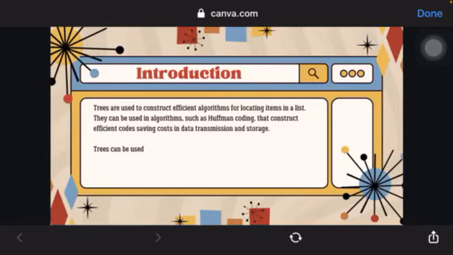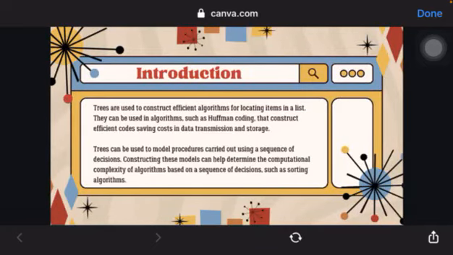So, introduction. Trees are used to construct efficient algorithms for locating items in lists. They can be used in algorithms such as Huffman coding that construct efficient codes, saving costs in data transmission and storage. Trees can be used to model procedures carried out using a sequence of decisions. Constructing this model can help determine the computational complexity of algorithms based on a sequence of decisions, such as sorting algorithms.